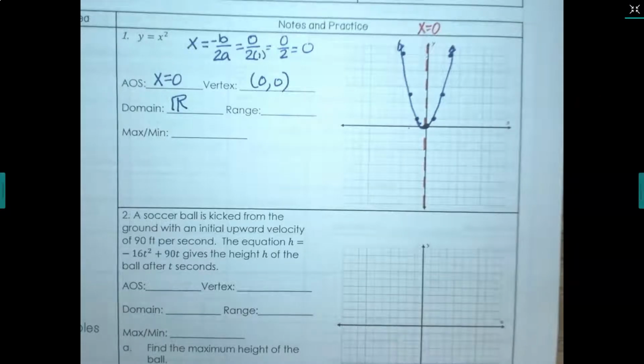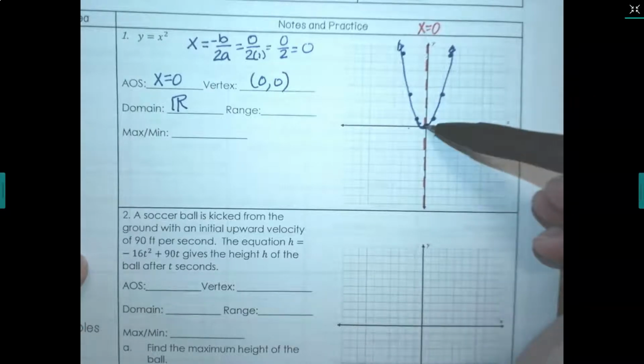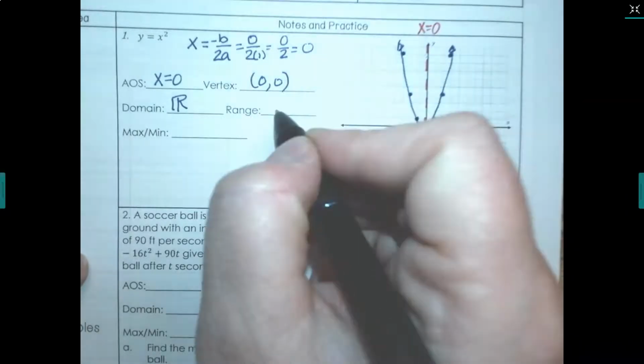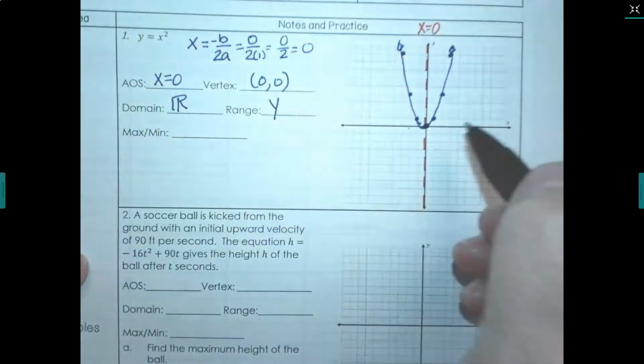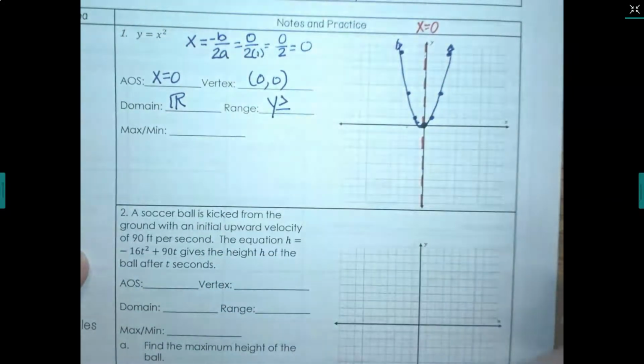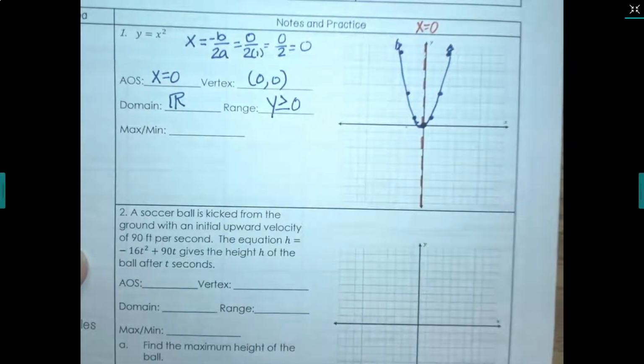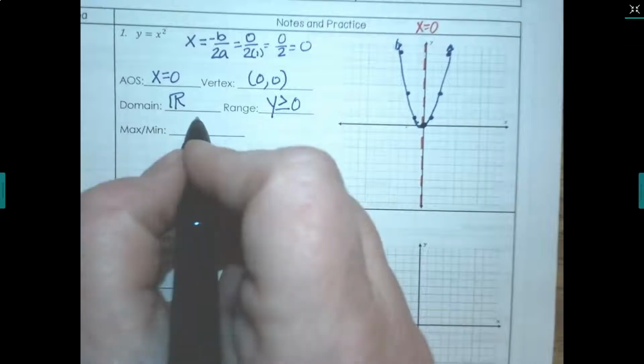For our range, just like yesterday, ask: is the graph all above the vertex or is it all below the vertex? The vertex is at the bottom, so all the y values are higher than it, greater than, and it's all greater than where y is 0. So that's our range. And this graph will have a minimum because it opens up.